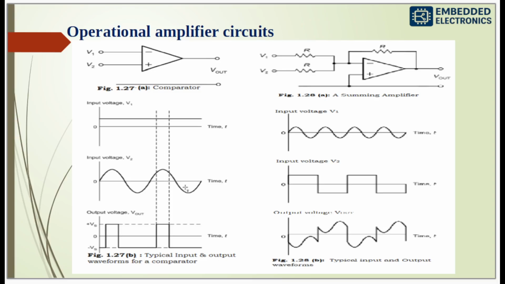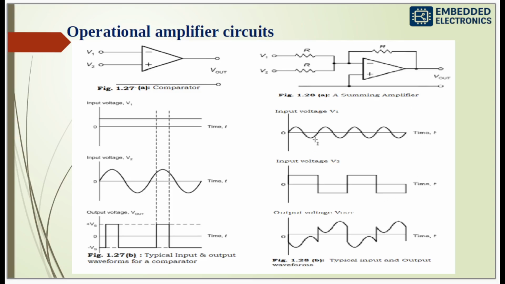So it compares the magnitudes of two voltage inputs and determines which is the bigger of the two. The output voltage produced by the operational amplifier will rise to the maximum possible value whenever the voltage present at the non-inverting input exceeds that present at the inverting input.